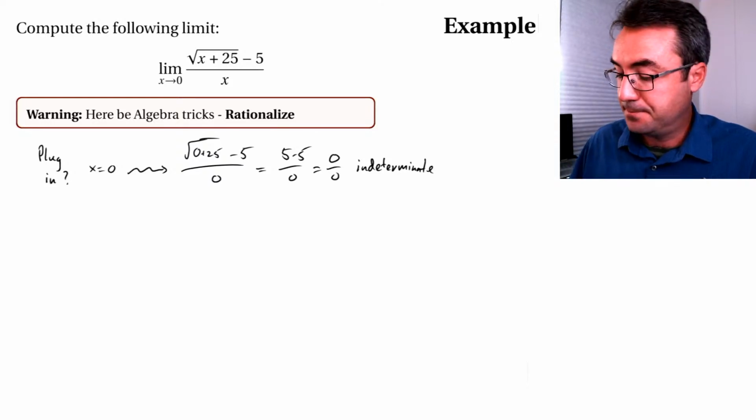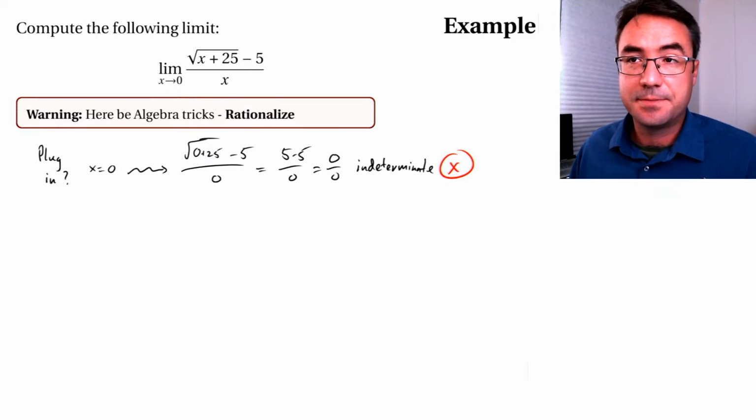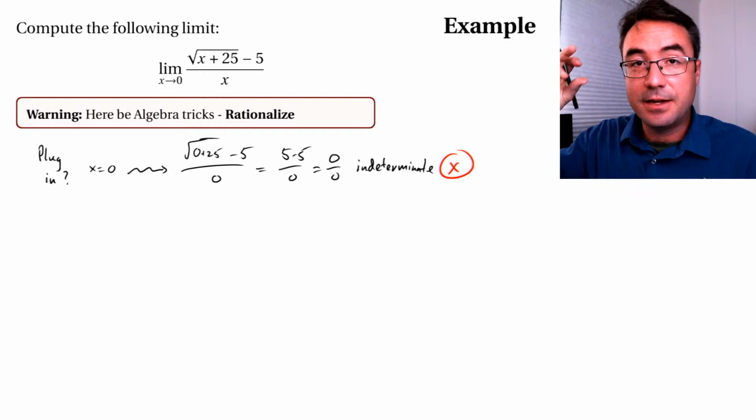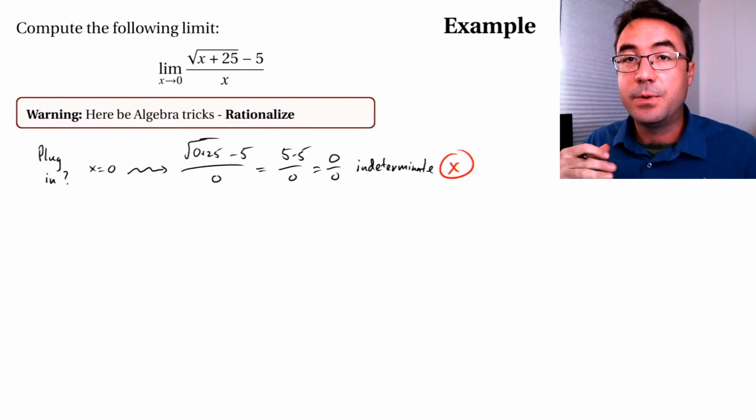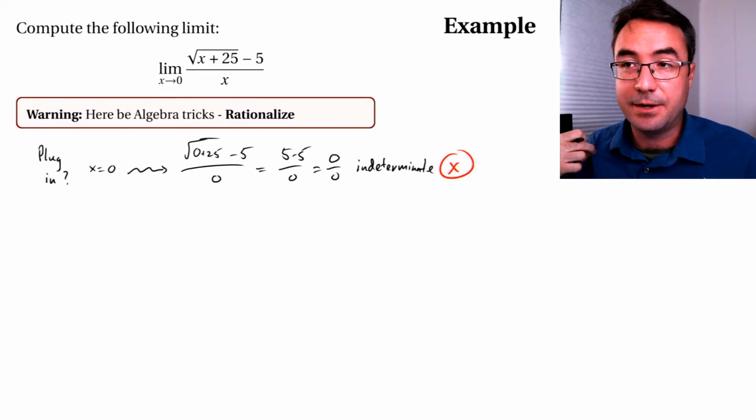So we have to stop. We can't go any further with that. So 0 over 0 is not the answer. It's undefined. It's not infinite. It's not negative infinity, because it's not a non-zero divided by 0. We have absolutely no idea what's happening here.